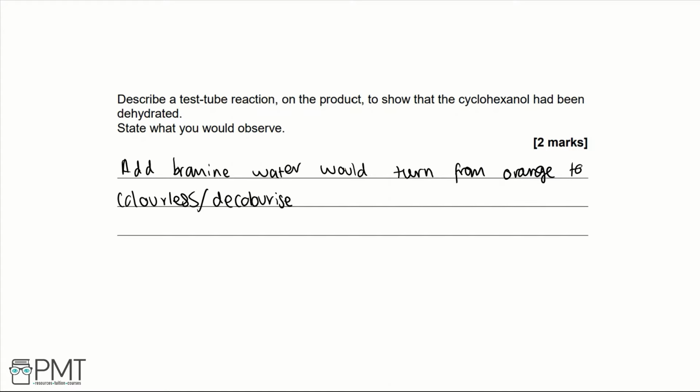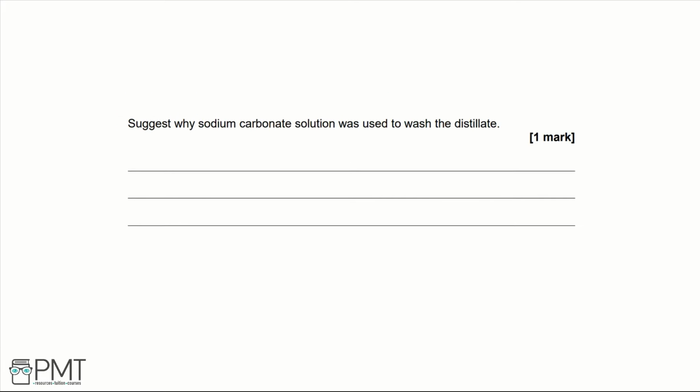To get the 2 marks for this question, you get a mark for saying that you're going to add bromine water, so the test for an alkene. And then you get your second mark for the positive result, which is that it will decolorise or turn from orange to colourless.